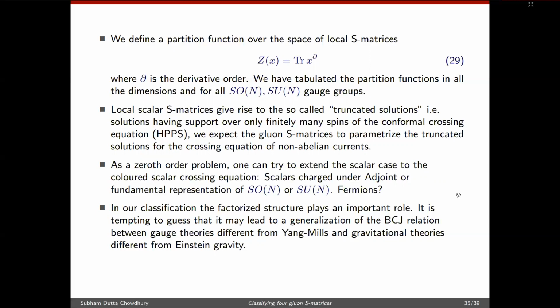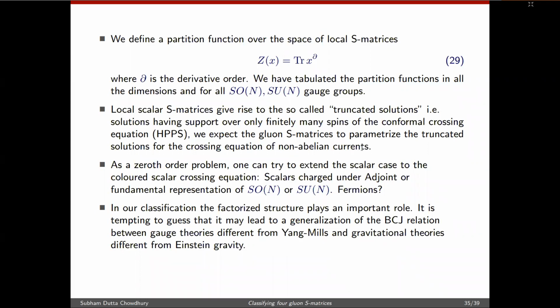So what are the future directions? Now in HPBS, the local scalar S matrices, just like I did for photons and gluons, you can do the same for scalar S matrices. They give rise to truncated solutions, that is, solutions having support over finitely many spins of the conformal crossing equation. So one can expect the gluon S matrices also to give rise to truncated solutions for non-abelian currents. As a zeroth order problem, what I'm trying to do with Kaushik is to see whether I can extend the scalar case to the colored scalar case, because that's much easier than gluons. And also maybe to fermions, to check this local duality, local bulk locality business.